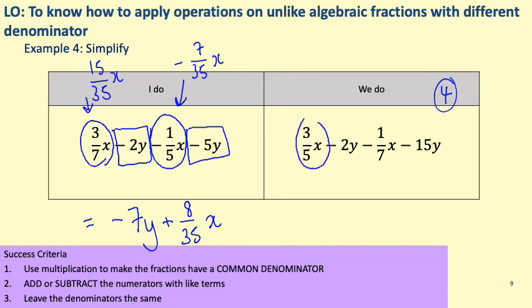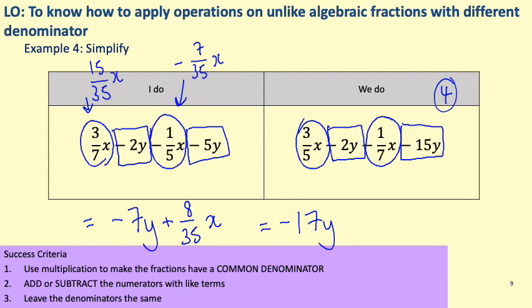Okay, so we've got 3 over 5 lots of x, negative 2y, negative 1 over 7x, negative 15y. So I'm going to deal with the whole numbers first. We've got negative 2y. Subtract 15y. So we're moving further down our number line.